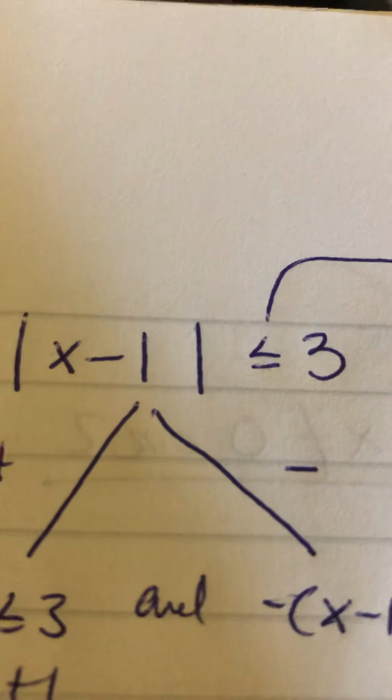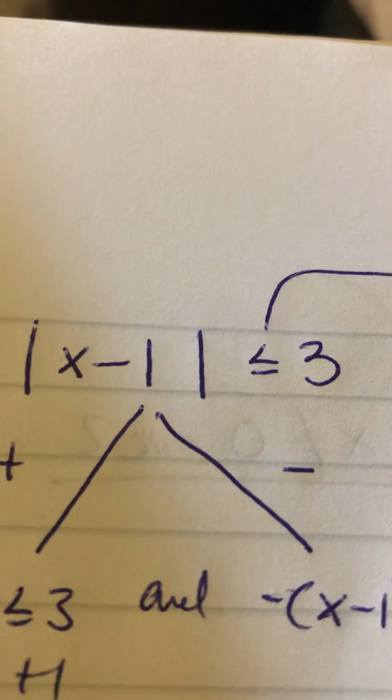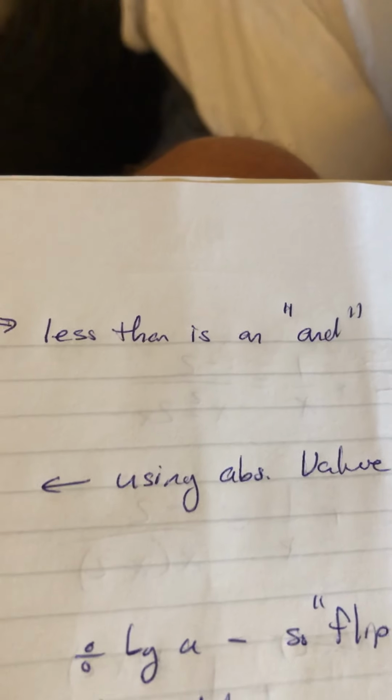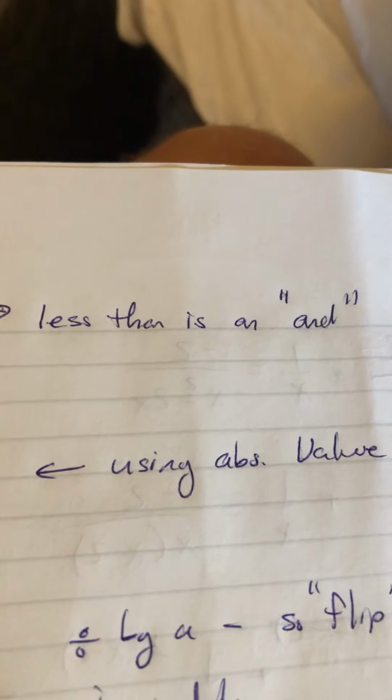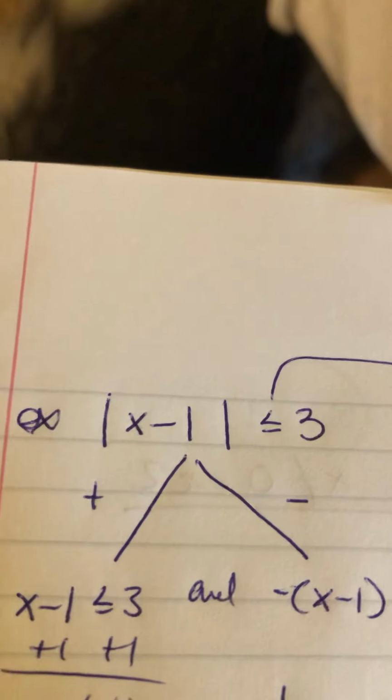So let's begin with an example and say we want to solve this: the absolute value of x minus 1 is less than or equal to 3. My comment is you need to realize that whenever you're dealing with absolute values and there's a less than, treat it as an "and." I'll give an example later where it's a greater than, and then we treat that as an "or."